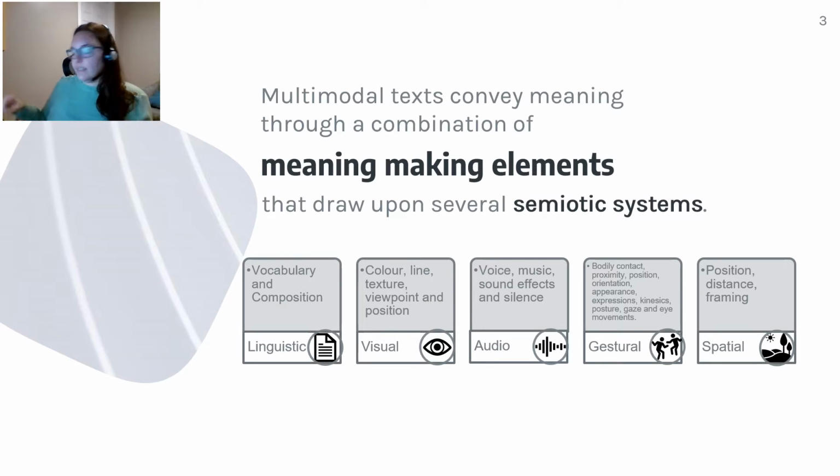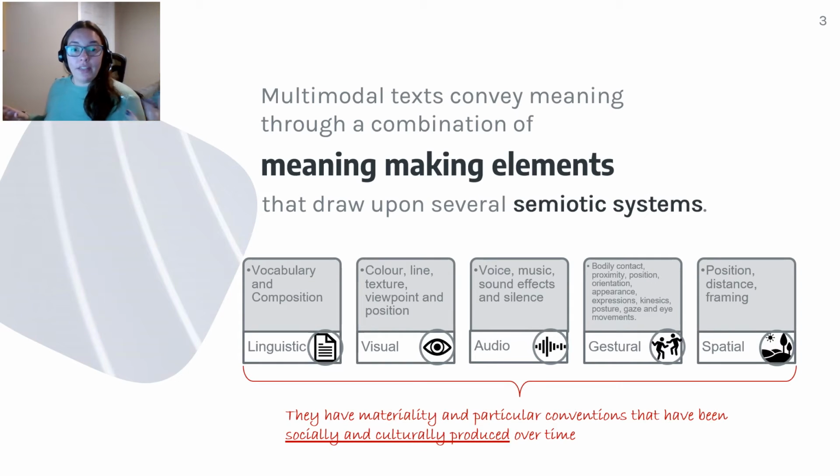So these semiotic systems, first of all, they have materiality and particular conventions that have been socially and culturally produced over time. This means that the modes have a specific grammar, something that humans have agreed upon on what they mean. Those are the conventions of the specific media. And depending on the level in which you are trained in these conventions, in semiotics, it will be the level of your understanding of these texts.